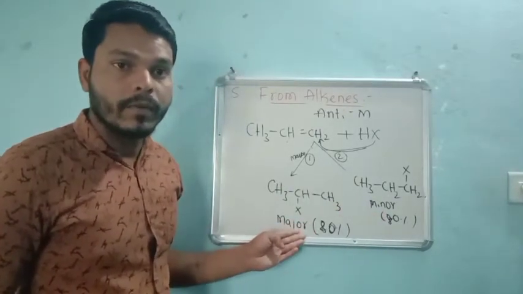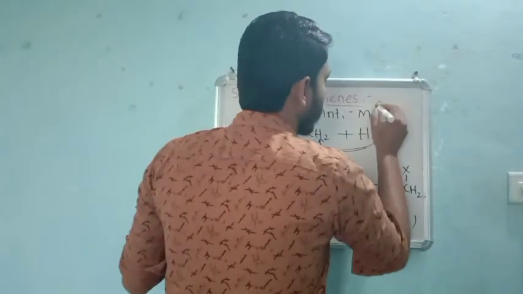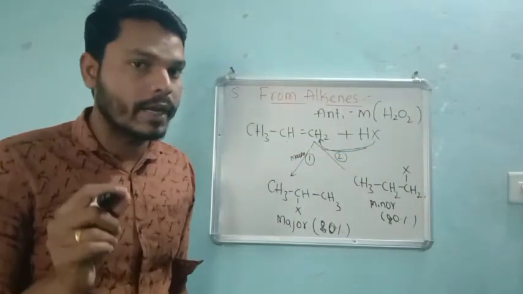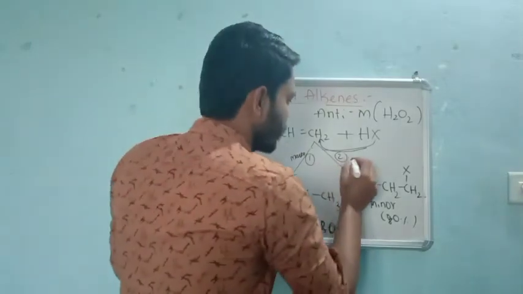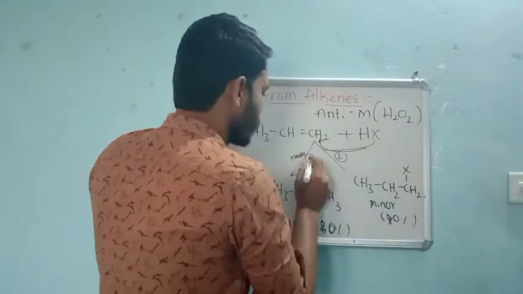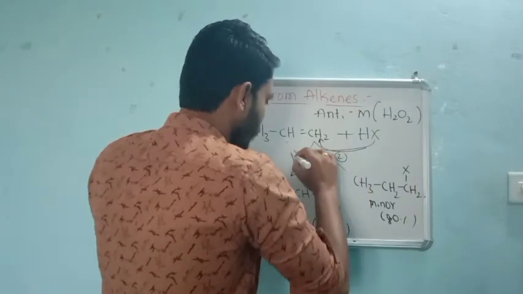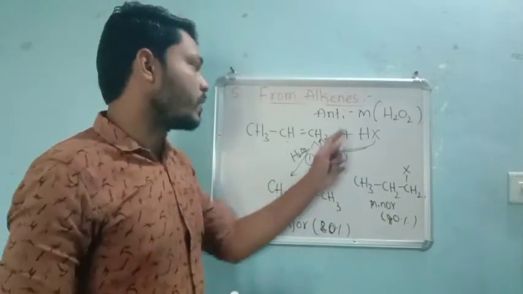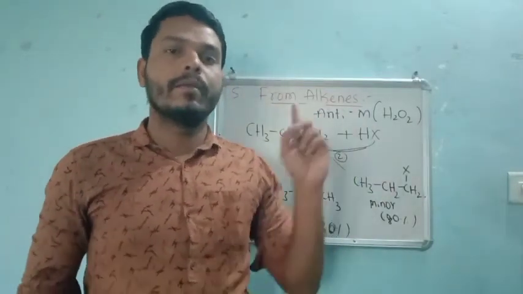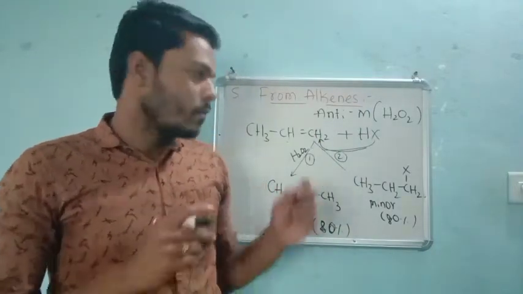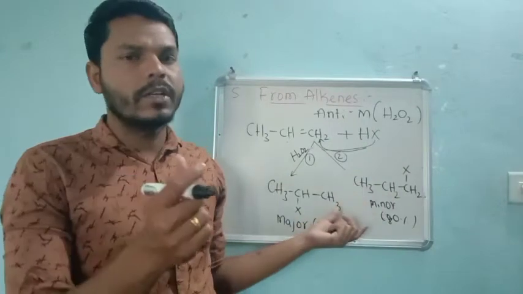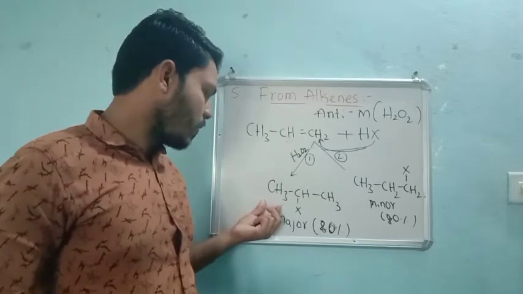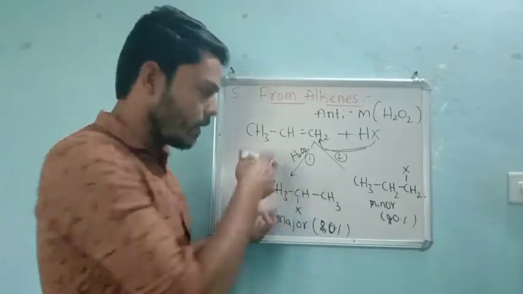Then how to identify? For identification of anti-Markovnikov rule, you just check whether they have used hydrogen peroxide as a reagent, right? They will give it on the arrow, like HBr in the presence of H2O2. In the presence of H2O2, you just say that it is the anti-Markovnikov rule. Understood? Both rules are the same, the minor change is in the product. If the product is major in Markovnikov, then in anti-Markovnikov it becomes minor.